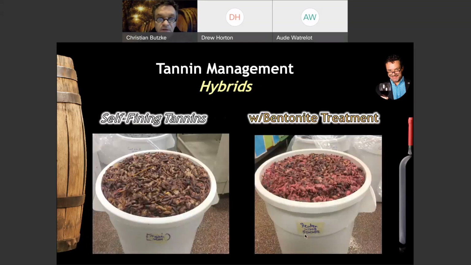Here are a couple of pictures of those trials that we did with bentonite, a must treatment.